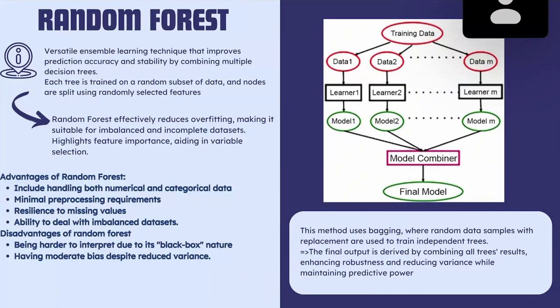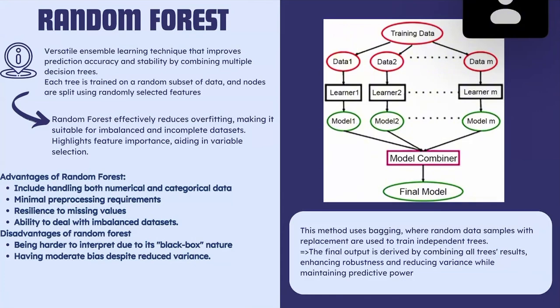Random forest is an ensemble method that combines multiple decision trees to improve performance. Each tree is trained on random subsets of data, and when it's time to make a prediction, the model averages the predictions from all trees or uses majority voting. Random forest reduces overfitting because it averages the predictions from many trees.